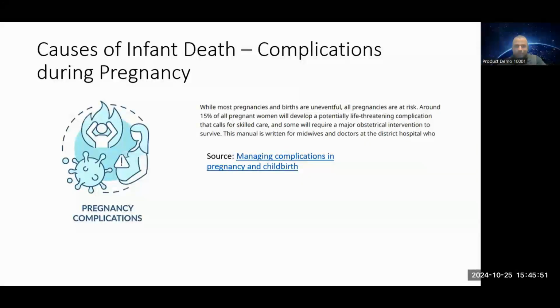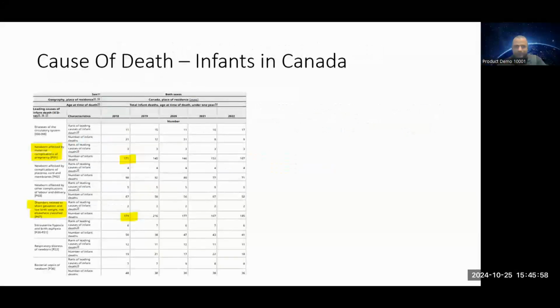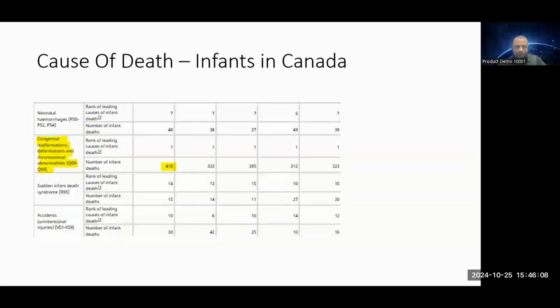Complications during pregnancy was another reason for infant deaths in Canada, as you may notice from this table over here, with malformation and deformation on top of the list, and the number is 418 for infant deaths.